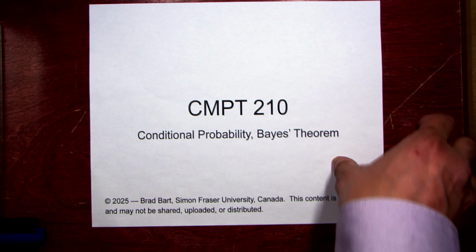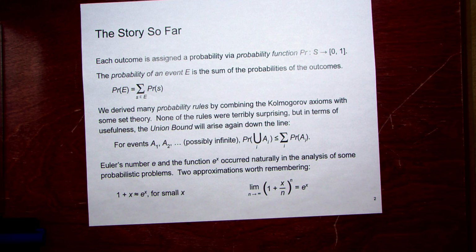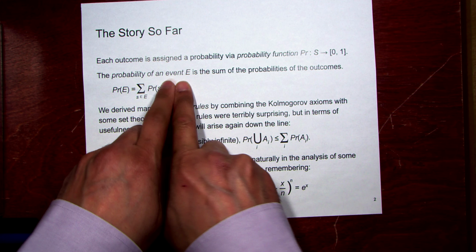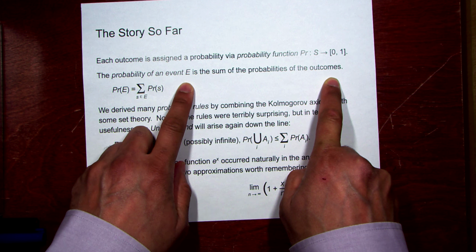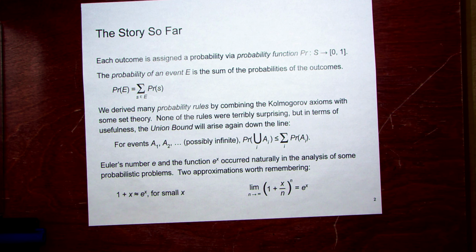All right, so what's the story so far? The story so far in our probability adventure is not everything is uniform. Each outcome in a sample space is assigned a probability between 0 and 1 such that totals give you 1. For any subset of the sample space, an event E, you can add up all the individual probabilities and get the probability of that event. And there are many probability rules.